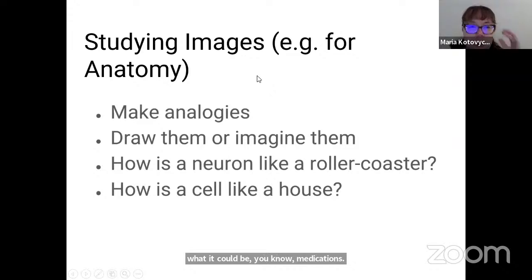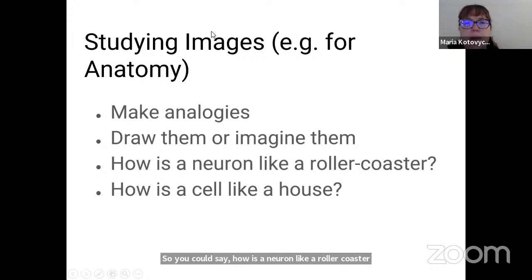Studying images, when you already have images given to you, say, in your notes or your textbook, or whatever the case is, make analogies. So look at the images for sure and read about them, but make analogies. You could draw something or imagine it as well. So you could say, how is a neuron like a roller coaster? Or how is a cell like a house?